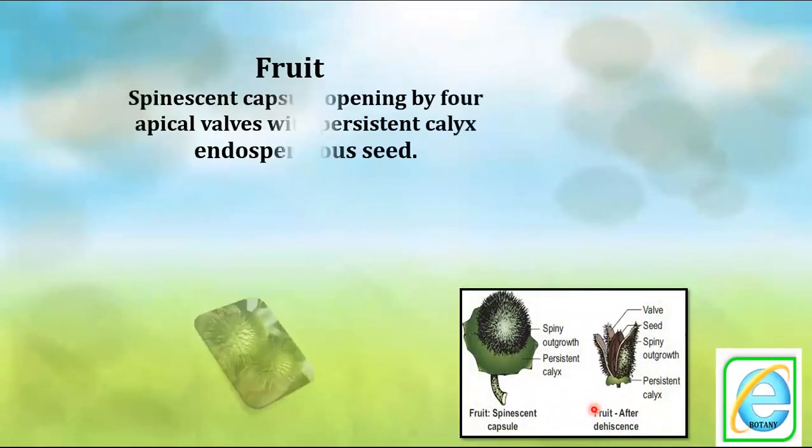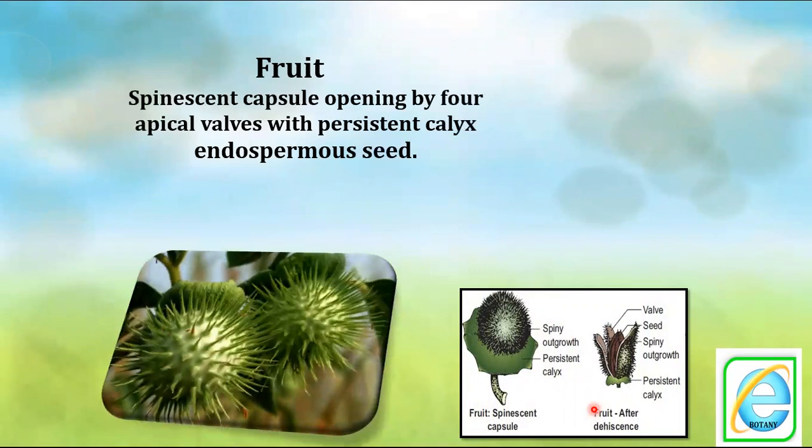Now the fruit is completely spinescent. Look at this diagram. Spinescent means a number of spines are present on the outer wall. Spiny outgrowth is present, and the persistent calyx. This is the persistent calyx present. This is called a spinescent capsule.